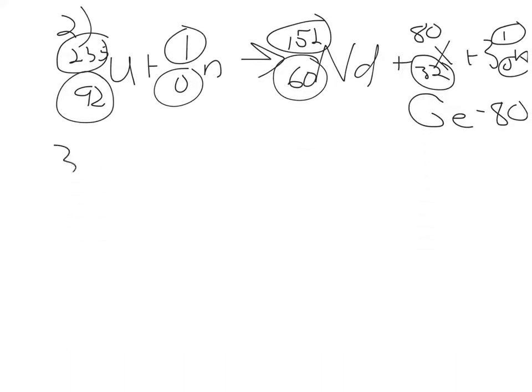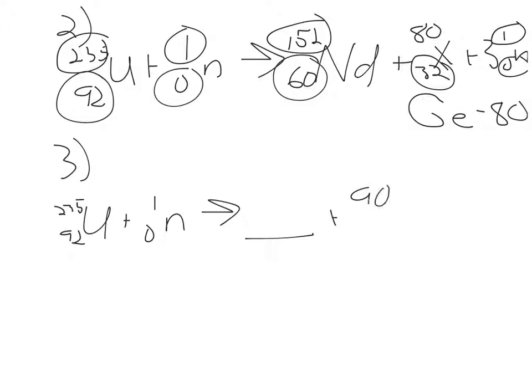3. What is missing in the following reaction? Okay, well let's do this again. So uranium, this is 235, 92, and a neutron, always a neutron, is going to turn into something. And we're adding to that something a rubidium 90. And we're adding 2 neutrons. So we've got to figure out who that somebody is.